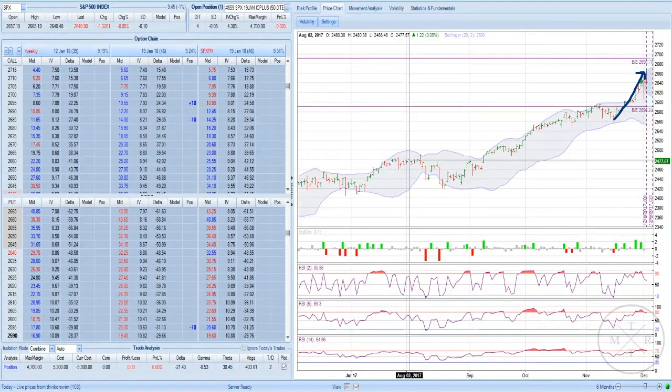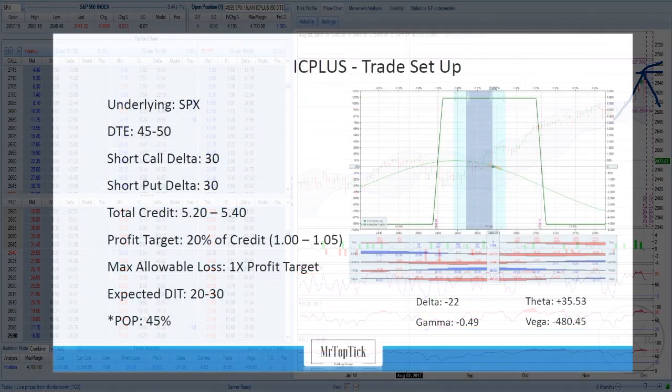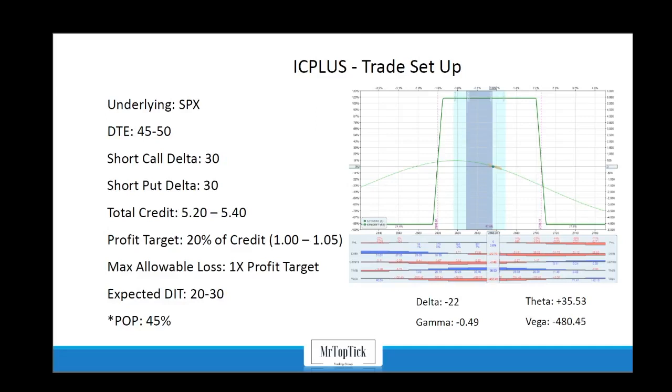But if the rate of change of what we saw over the past 3 weeks is going to change, maybe we go sideways, maybe we go down, maybe we go up, but not as fast as we did in the last 3 weeks, that's going to give this trade an opportunity to make profit. And just touch on the criteria one more time.